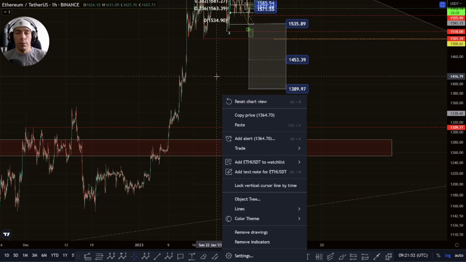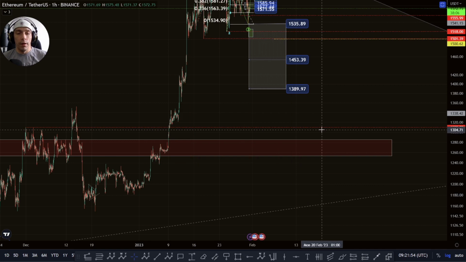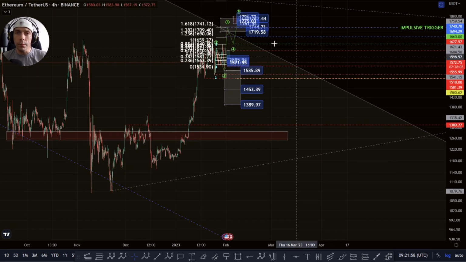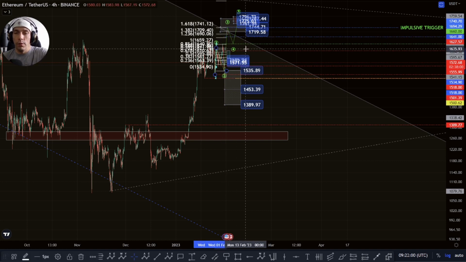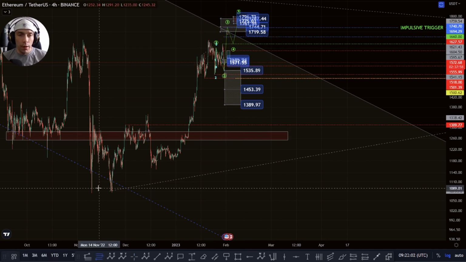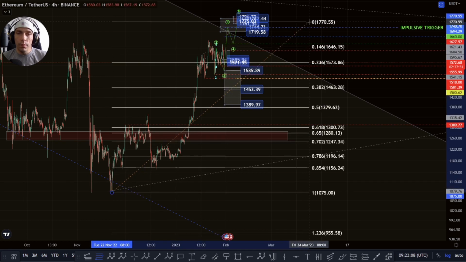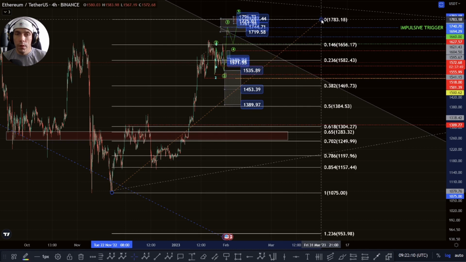And effectively what we'd be looking for in that case would actually be, I'm going to come out here onto the 4 hourly. If we do end in that red box area at the top there, what we'd be looking for is actually a move. So from here, we'd be looking for that retracement.